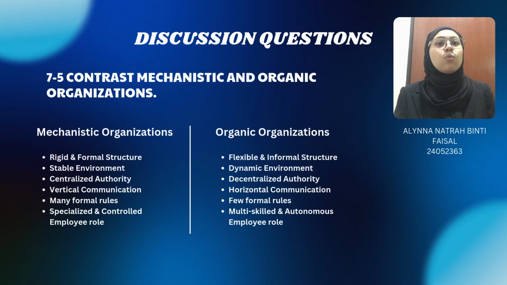In summary, while mechanistic organizations emphasize control, efficiency, and standardization, organic organizations prioritize flexibility, adaptability, and employee empowerment. In practice, large organizations such as airlines often require a balance between both structures, using mechanistic approaches for safety-critical operations and more organic approaches for customer service and problem-solving situations.